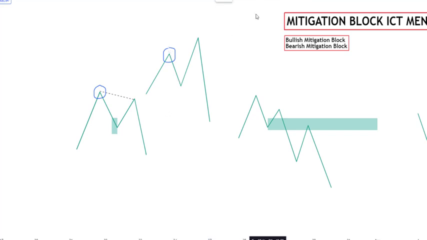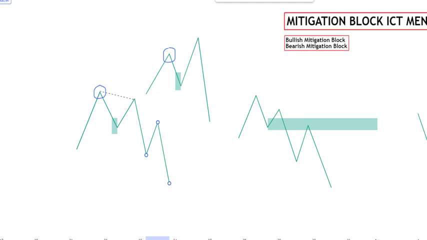So a breaker block is somewhere here, just like this one. Likewise, a mitigation block is somewhere here. They are so similar. The only difference is that a breaker block takes the high, while a mitigation block couldn't take the high that was created right there. So price is expected to come back into this level, this place, before crashing down. That is simply what a mitigation block is. So in this case, this is a bearish mitigation block. Why is it a bearish mitigation block? It is simply because it pushes price from that level downward. So this is what a mitigation block is.